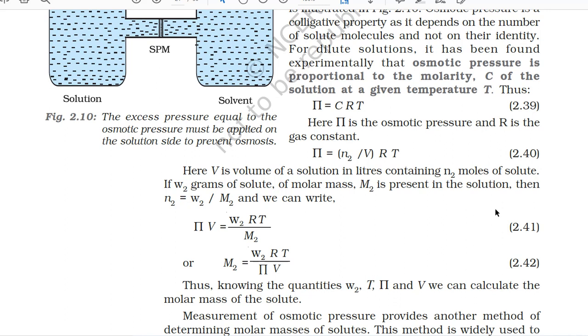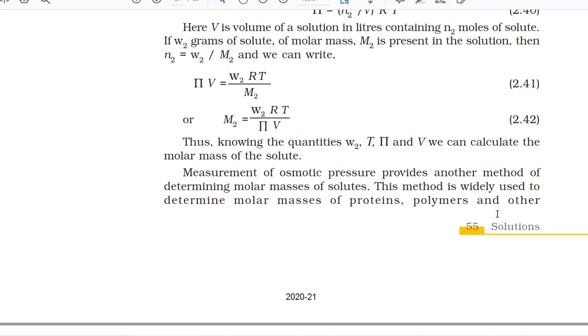If W2 grams of solute of molar mass M2 is present in the solution, then n2 is equal to W2 upon M2, and we can write πV is equal to W2RT upon M2, or M2 is equal to W2RT upon πV. Thus, knowing the quantities W2, T, π and V, we can calculate the molar mass of the solute.